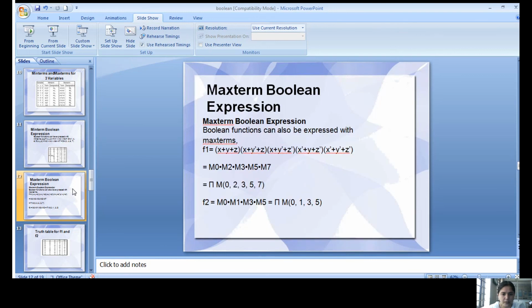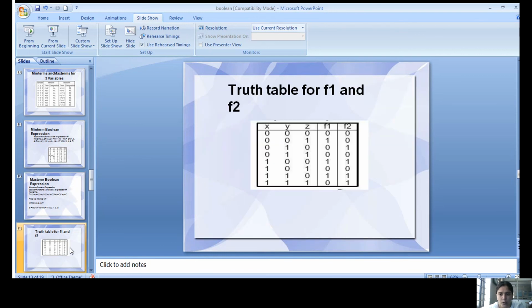Next, for F2, what is it? It is 0, 1, 3, 5. So at 0, that is 0, 0, 0, it is 0. At 1, 0, 0, 1, it is 0. Okay. 0, 1, 1 means 3, it is 0. 1, 0, 1 means 5, it is 0. Rest all will be 1. There, the rest we used to put as 0; here the rest will be put as 1. Okay.